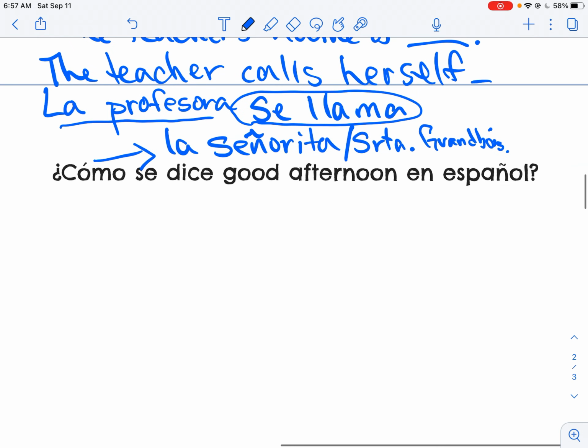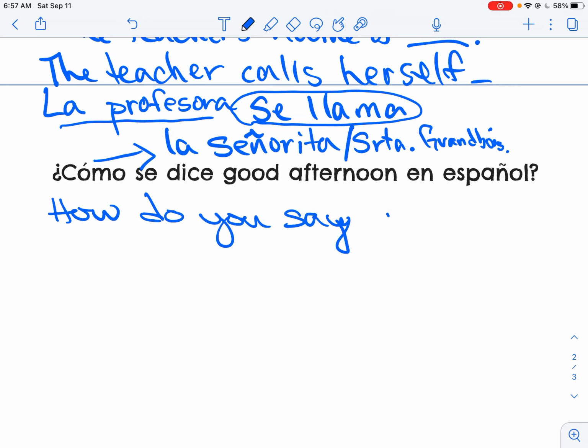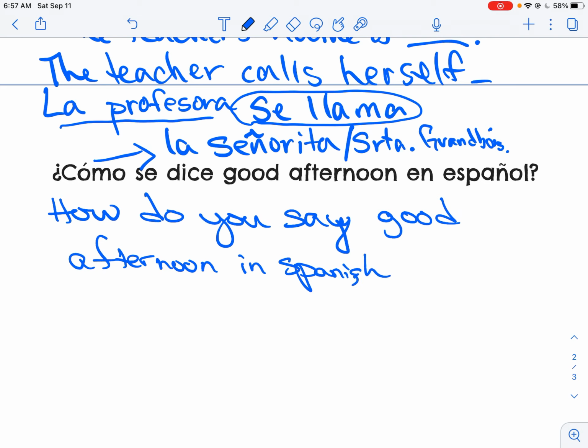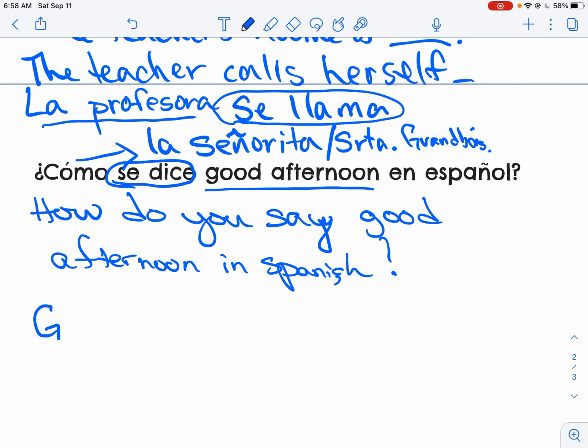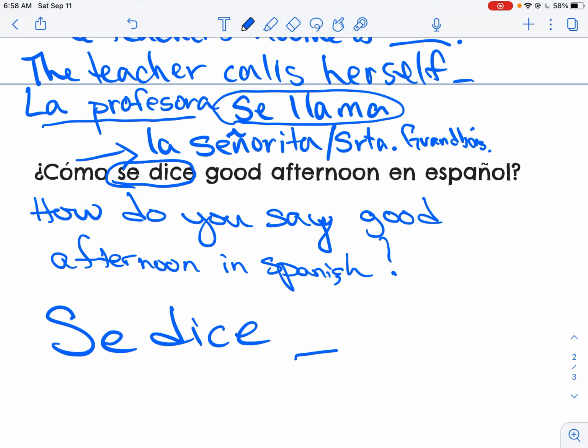Let's do the next one. How do you say good afternoon in Spanish? Okay. This is the whole verb form. So, you could write it in two different ways. You said, and this is the subject. Well, it's actually not the subject. Just to answer this, just put se dice. And then put what it means. Se dice.